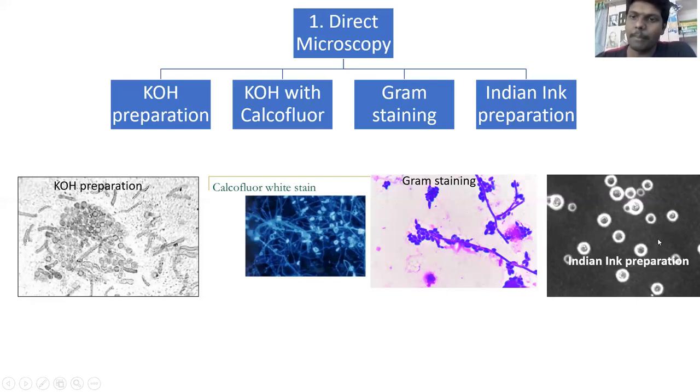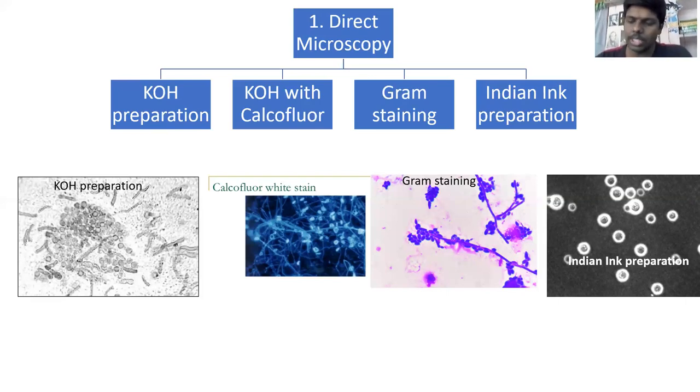Negative stains will stain the background of the microscope so that we can easily visualize the sample. So these are the four methods to see under direct microscopy. What are those? KOH preparation or potassium hydroxide preparation, KOH with calcofluor, Gram staining, and Indian ink preparation. By these four methods, we can see the direct microscopy of the fungi.